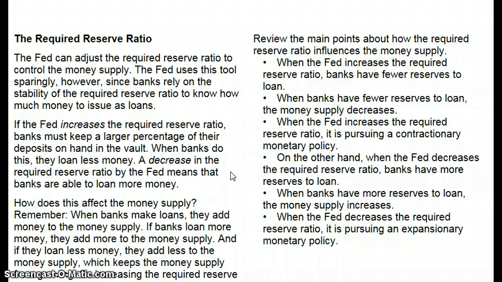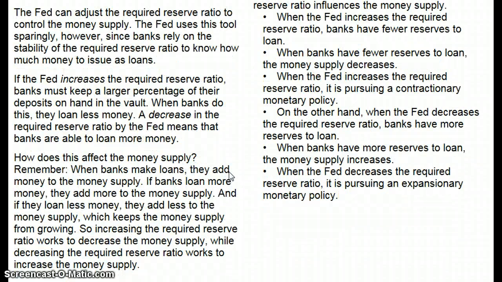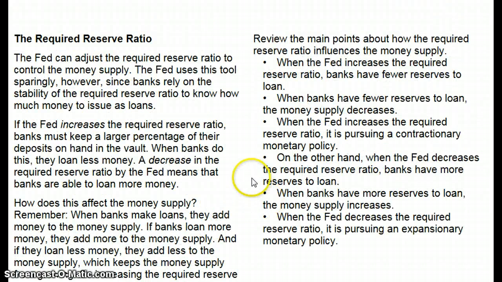How does this affect the money supply? Remember, when banks make loans, they add money to the money supply. If banks loan more money, they add more to the money supply. And if they loan less money, they add less money to the supply, which keeps the money supply from growing. So increasing the required reserve ratio works to decrease the money supply, while decreasing the required reserve ratio works to increase the money supply. Review the main points about how the required reserve ratio influences the money supply.